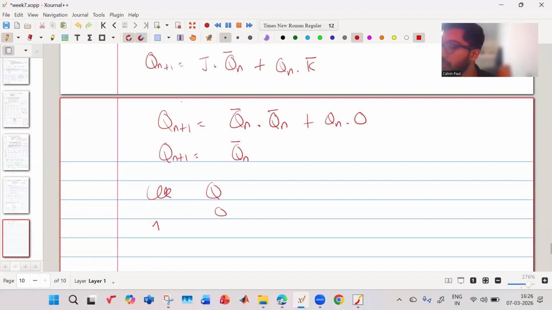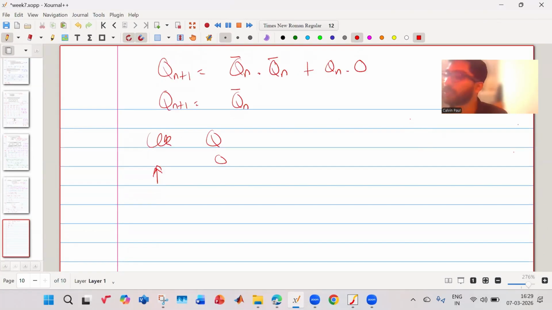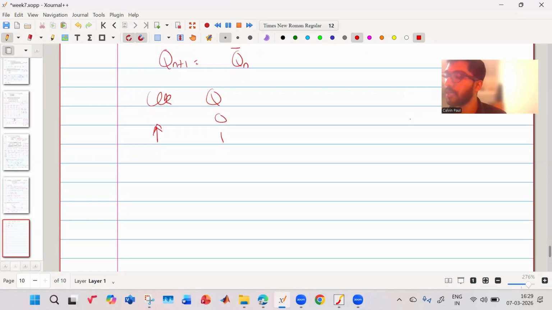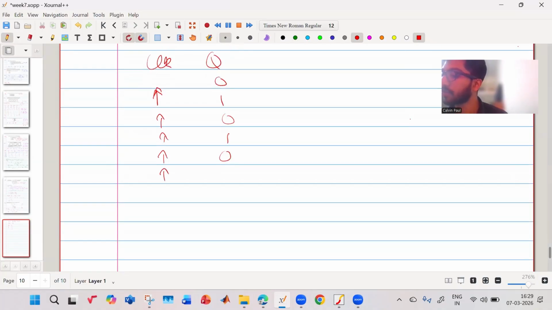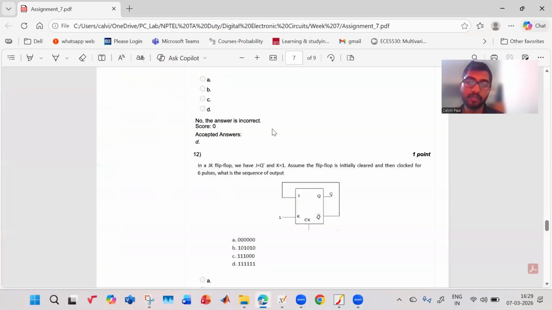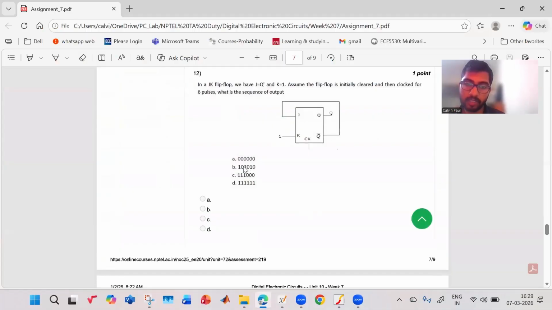Then what happens? Your clock comes. The clock comes, then Q changes from 0, it becomes 1. Again, the clock comes, from 1 it becomes 0. Next clock comes, it goes to 1. Next clock comes, it goes to 0. Fifth clock comes, it goes to 1. Sixth clock comes, it goes to 0. So this is how the sequence of outputs you get. And if you look at the answer, this is what answer 1 0 1 0 1 0. This is the resultant you get. Because initially it was clear, then it is just basically toggling.